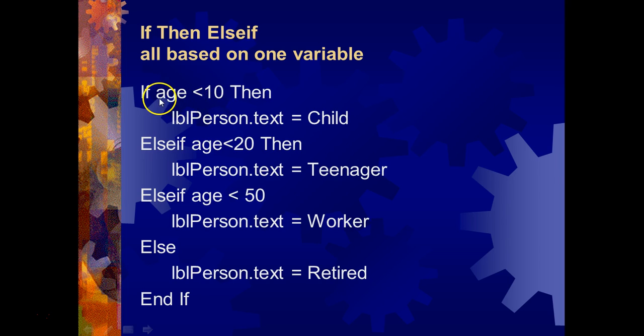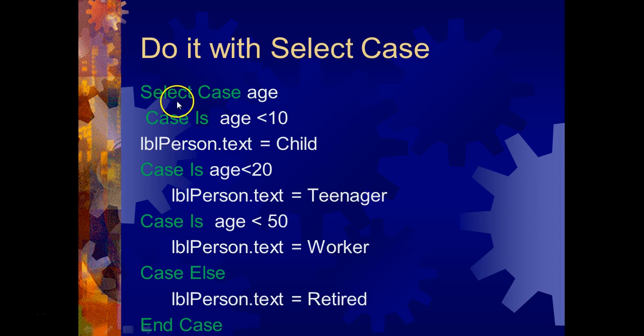But here I do happen to have each time I'm talking about the variable age, age, age, age, and so on. So if you're always talking about the same variable in all of these, you can do it in a different way. You can use a different syntax, a different code. It'll accomplish the same thing as this. So the way that looks is like this. You use something called select case, and then you put the variable that you're talking about.